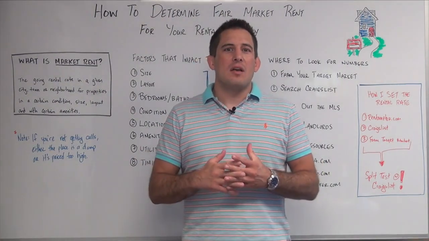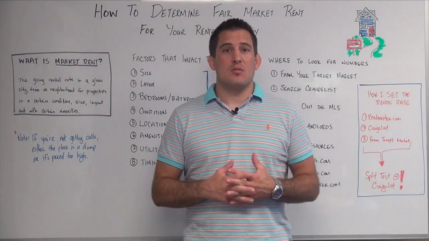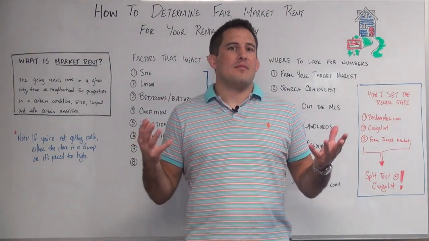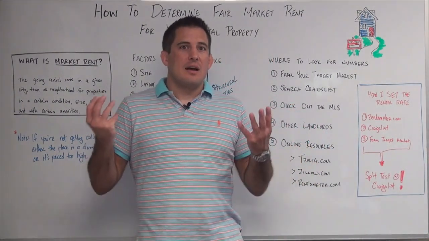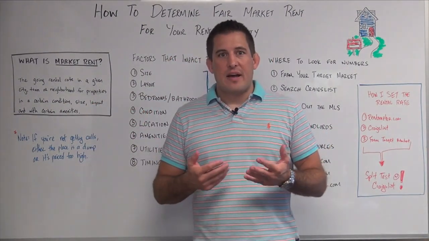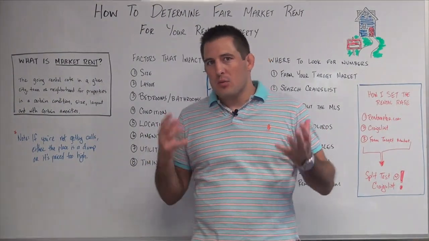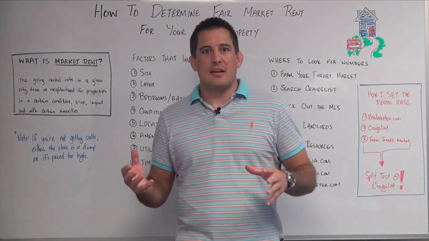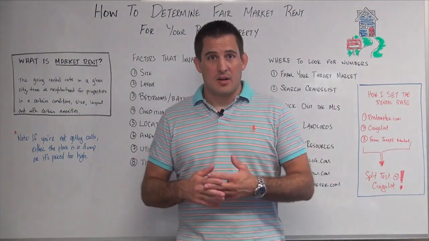Today we're going to talk about how to determine what to charge for your property as far as a rental rate. If you've got a rental property, how do you determine if you can charge $5,000 a month or $5 a month? Really, it comes down to a couple of simple factors, the first of which is what we call market rent. Market rent is the idea that there's a certain amount of money that people in the marketplace are going to pay for a given property.